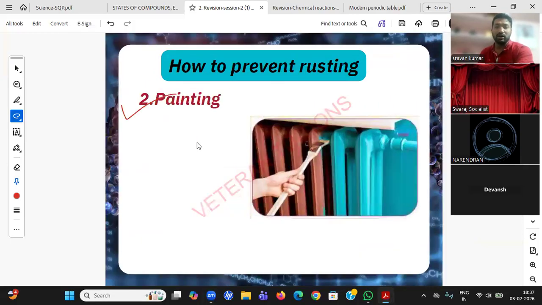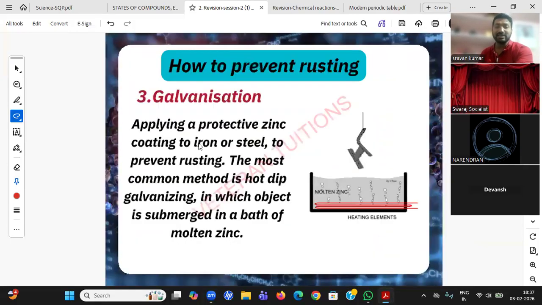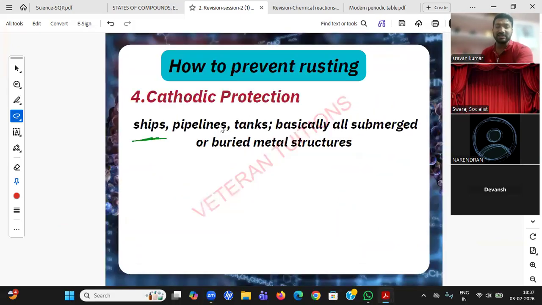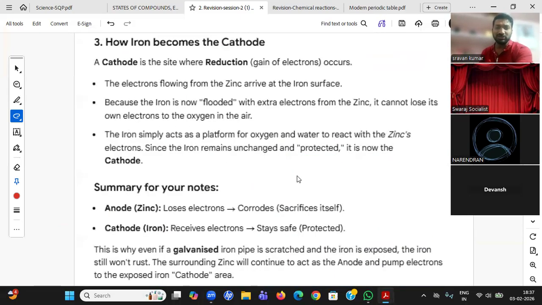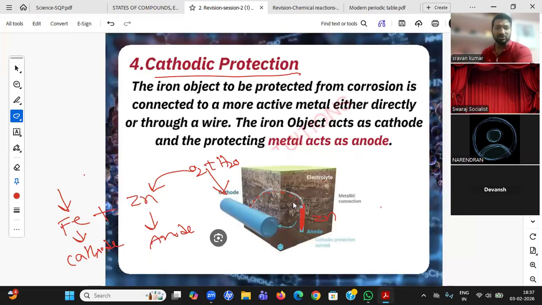Alloying, painting, sacrificial galvanization, and cathodic protection. I have framed some notes on cathodic protection, but I don't think you require this much concept. That's the reason I gave it in a very easy way.